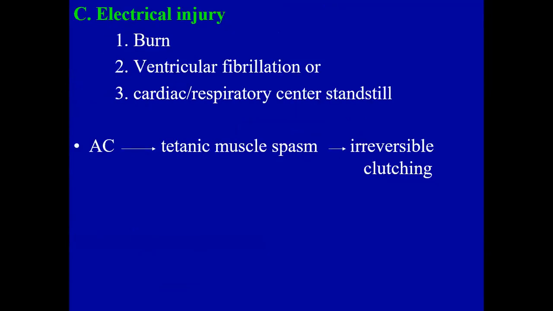Electrical injury, which includes burns, ventricular fibrillation, or cardiac and respiratory center standstill.